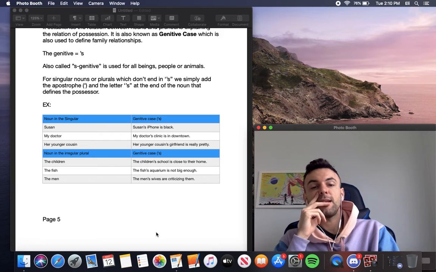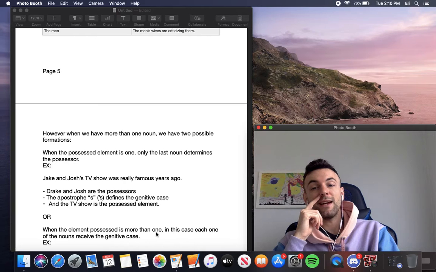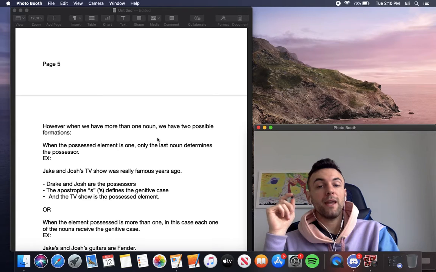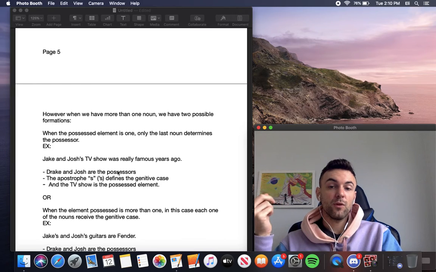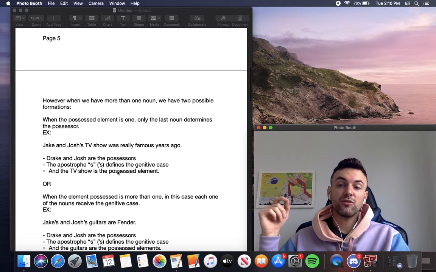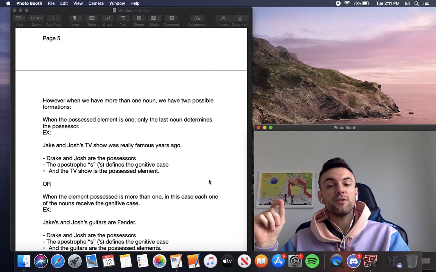You guys can now take a look on page 5, and here we say that, however, when we have more than one noun, we have two possible formations. When the possessed element is one, only the last noun determines the possessor. Example, Drake and Josh's TV show was really famous years ago. Drake and Josh are the possessors. The apostrophe s defines the genitive case, and the TV show is the possessed element.